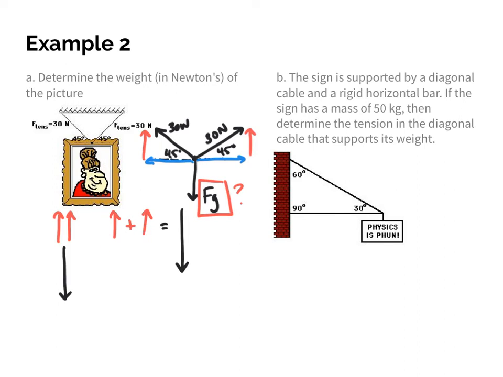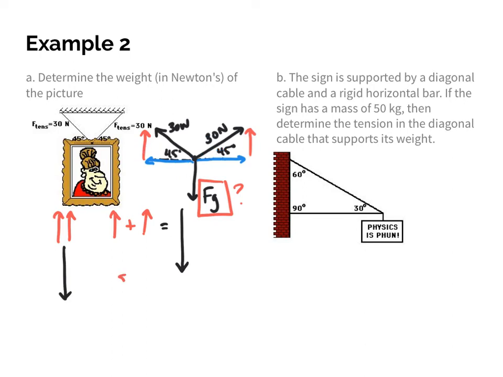To find the vertical components, I need to use sine or cosine. In this case, given the angle of 45 degrees, I'm going to have to use sine to find that upward component, and I'm going to have to do this for both. Now recognize that given that both forces are the same and the angles are the same, both upward components are going to be the same.